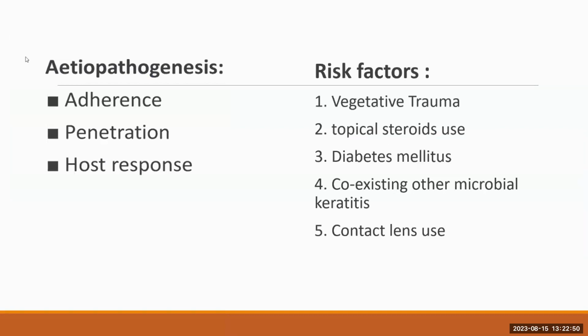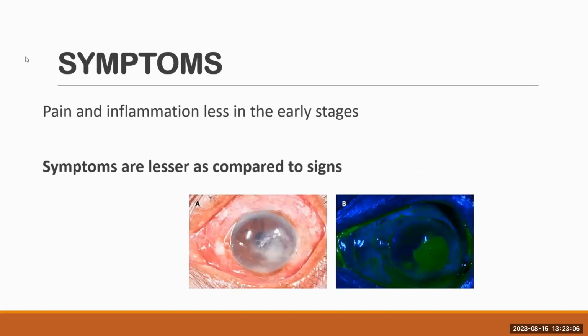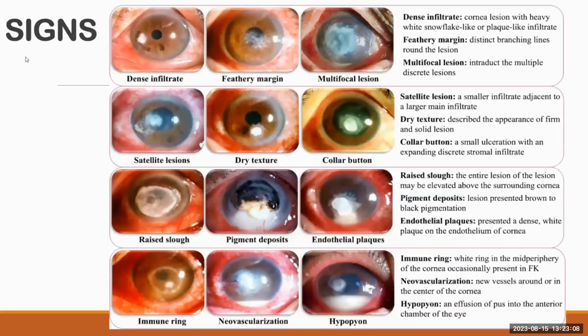The host then responds by releasing neutrophils and an immunological cascade. Compared to other microbial flora, fungi are a bit larger in size, so the host takes a bit longer to respond as compared to other microbial flora. This explains why symptoms are lesser as compared to signs. The most remarkable sign is feathery margins. The other signs are dense infiltrate, multifocal lesion, satellite lesion, dry texture, collar button, raised slough, pigment deposit, endothelial plaque, immune ring, neovascularization, and hypopyon.